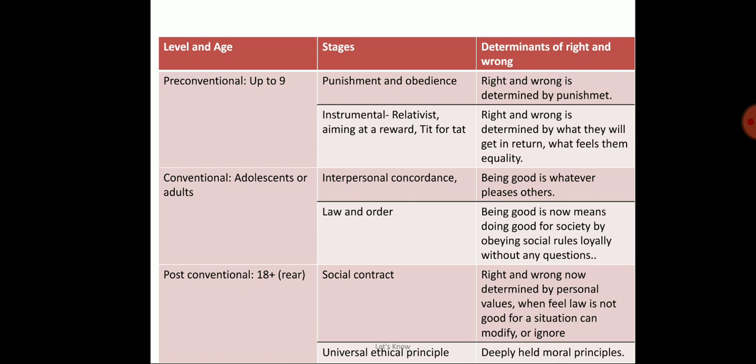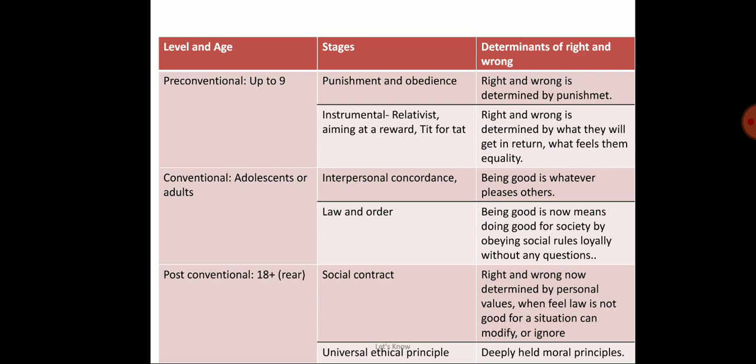Next one is law and order. Here being good now means doing good for society by obeying social rules loyally without any question. At that particular stage, the individual works for society, obeying all the social rules and regulations without putting any objection against them. The next level is post-conventional, which is given here as 18 plus.